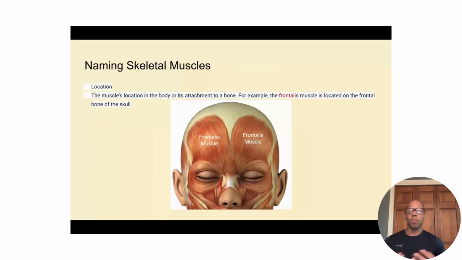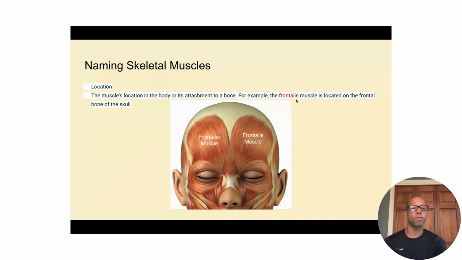Now let's look at the muscles themselves. We're going to go through a lot of muscles here in just a second, but they're named or classified according to a lot of different things, really 7 different ways. The first way that they're classified is by location. I'll have how they're classified up in the left-hand corner, and then I'll say what that means. So the muscle's location on the body is its attachment to a bone.